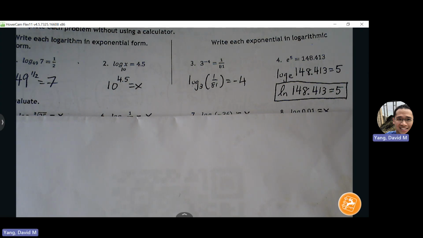Number four, there's the exponential form, log base e of 148 equals 5. You can leave it as log base e, or you can write it as natural log, ln. Be comfortable representing them in either form or recognizing them in either form.